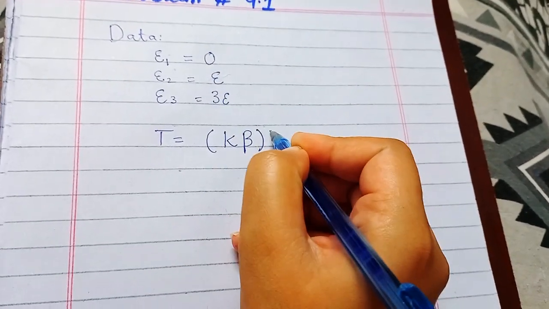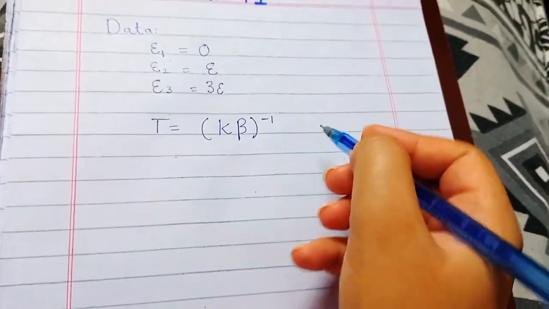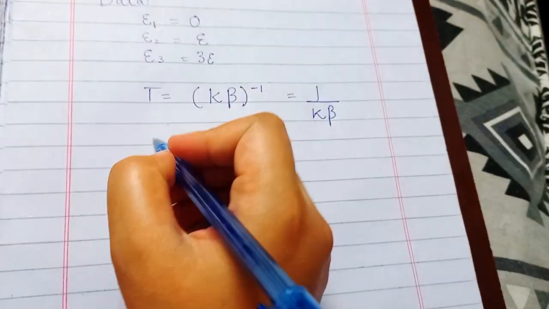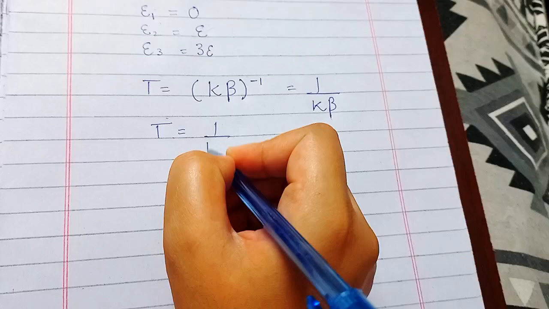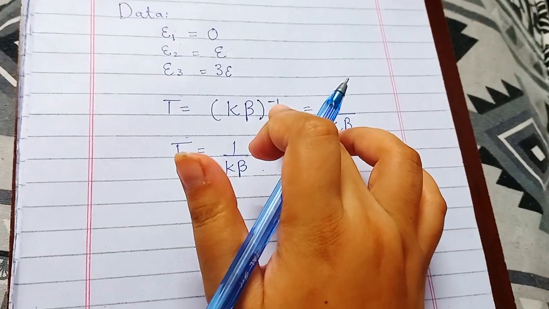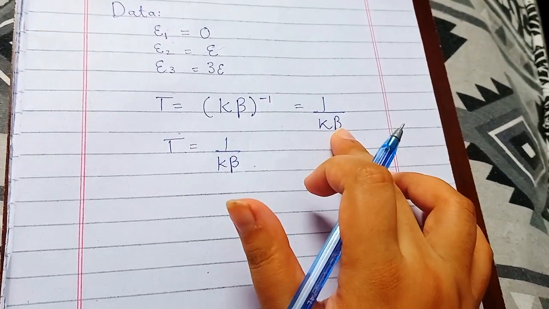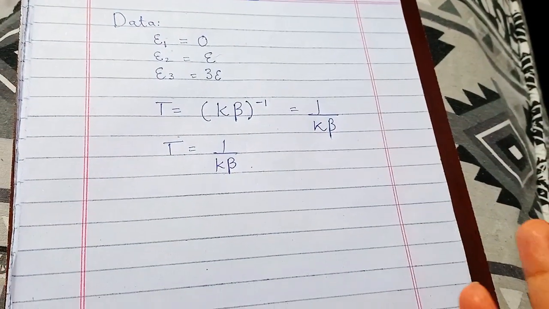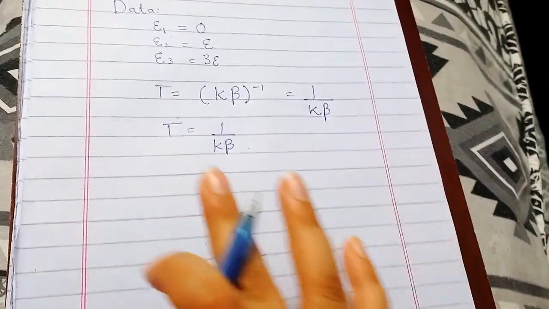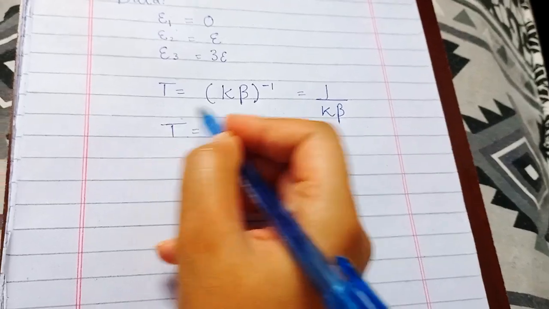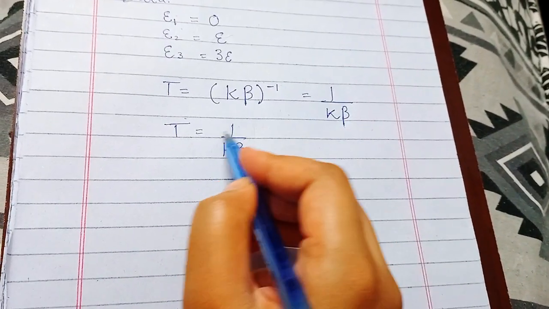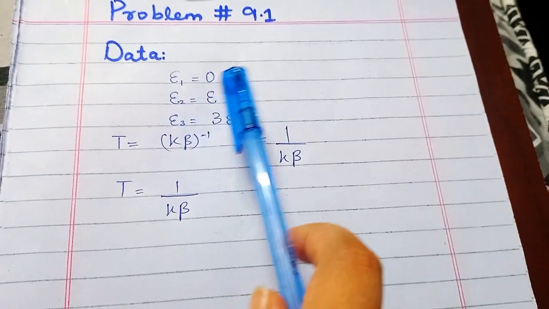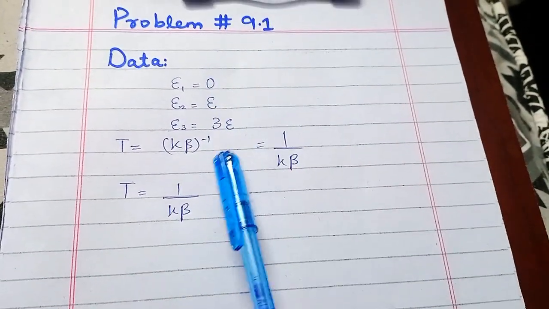K is the Boltzmann constant and whole power -1, and we can take it in the denominator. So it's simply T equals 1 over k beta. It's whole power -1 in the numerator, and when it's moved to the denominator, the exponent sign changes. The magnitude doesn't change, but the exponent sign changes, and this is the temperature expression that we are given. Here we can see that we have a system of two particles and three energy levels.